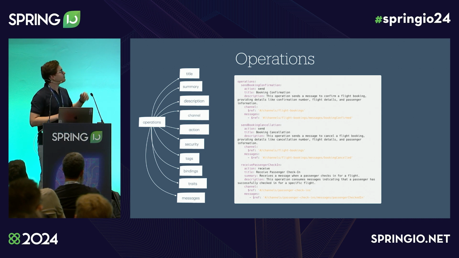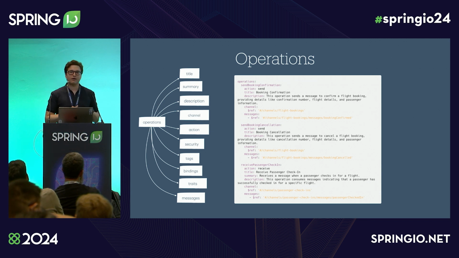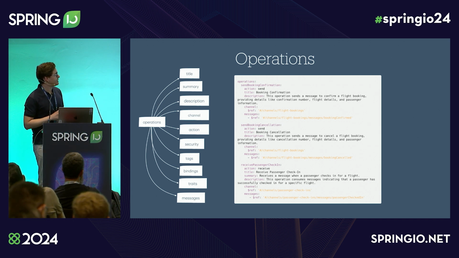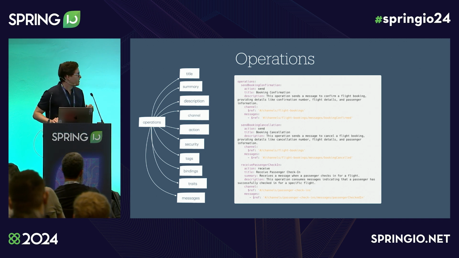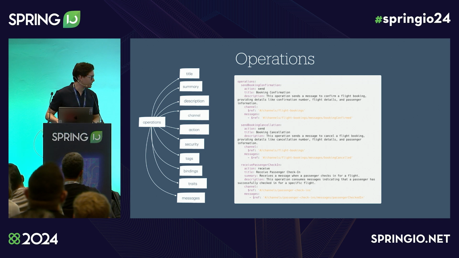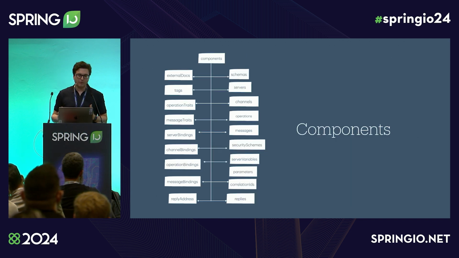So if you look at the first one, for example, send booking confirmation, the action is send. So it means that this API is sending messages to the booking confirmation topic. And if you look at the last one, receive passenger check-in, you see that the action is receive, so it means that our application is receiving messages from this topic. But then you also define other details, the title, summary, description, again, the channel that this operation is working on, and the messages.